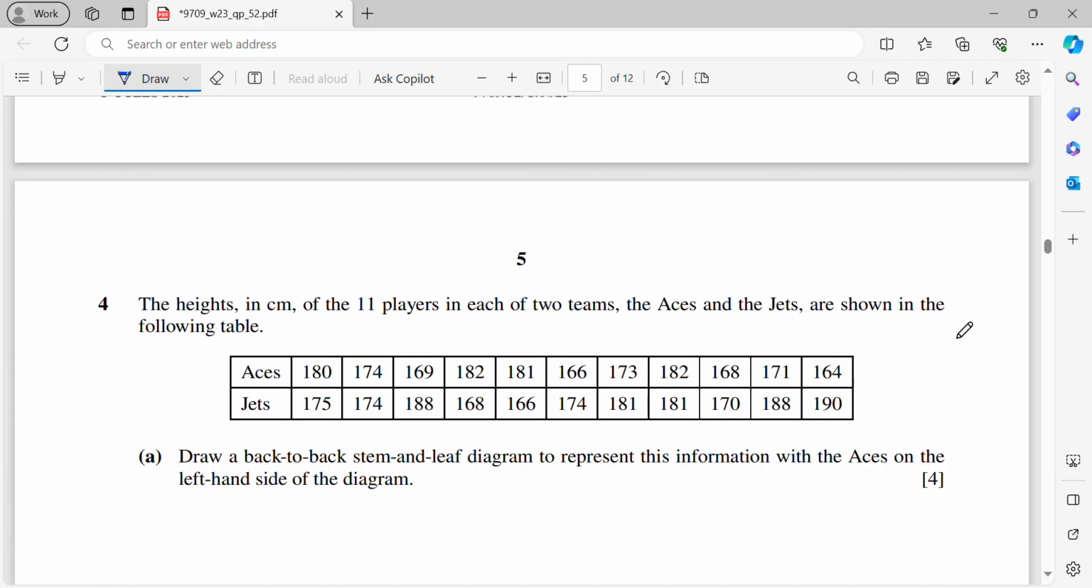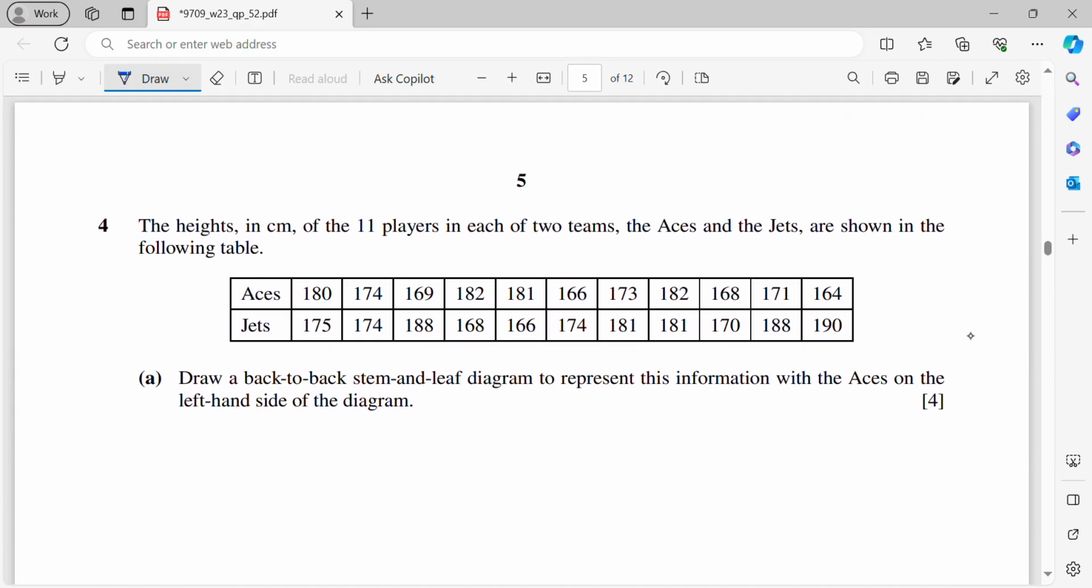Okay, now next, question number 4. The heights in centimeters of the 11 players in each of two teams, the Aces and the Jets, are shown in the following table. So these are the heights. Now (a), draw a back-to-back stem and leaf diagram to represent this information with the Aces on the left hand side of the diagram.